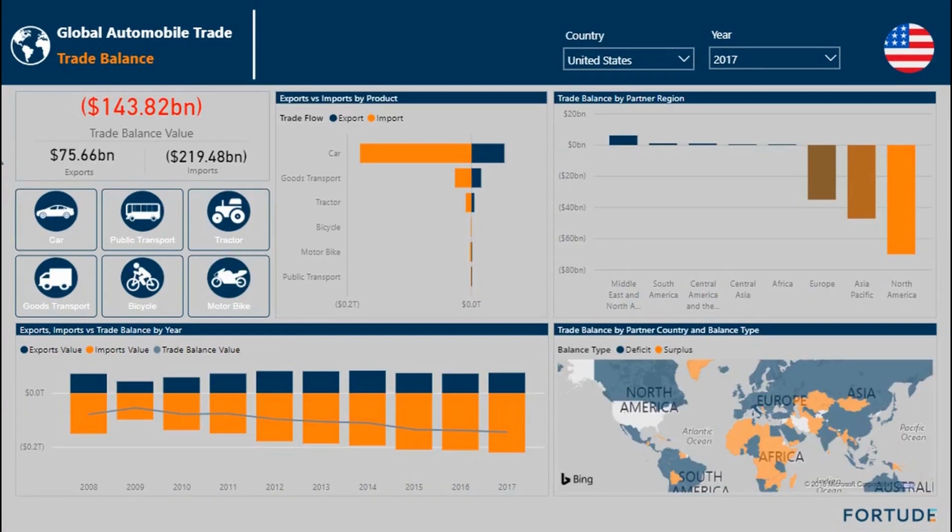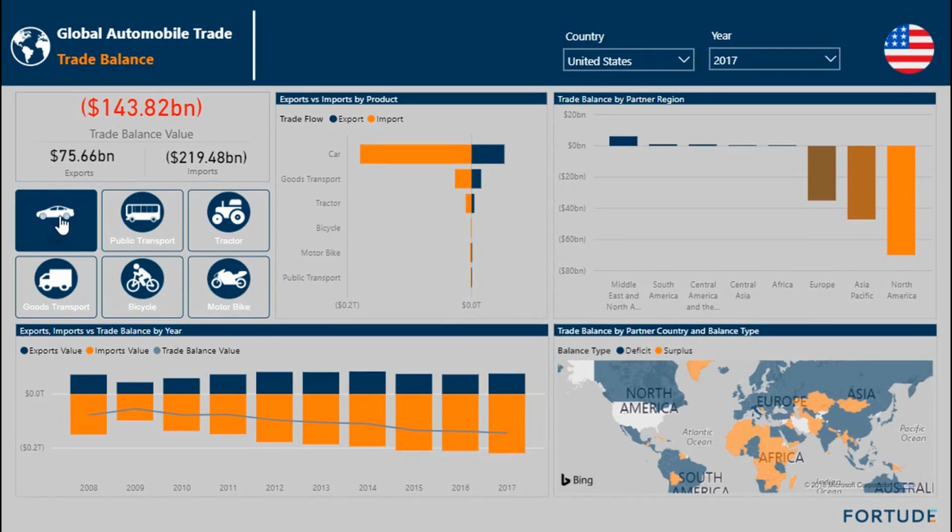The KPIs allow the user to get immediate insights into how a country performs in trade in comparison with the world. The trade balance page of the report gives you insights into the difference between a country's exports and imports for the period that is selected. The user can easily compare a country's exports relative to its imports through the KPIs and visuals, and thus see whether the country has a trade surplus or a deficit. This information is sliceable by the automobile type and can be analyzed along different dimensions, like the partner region, partner country, and year.